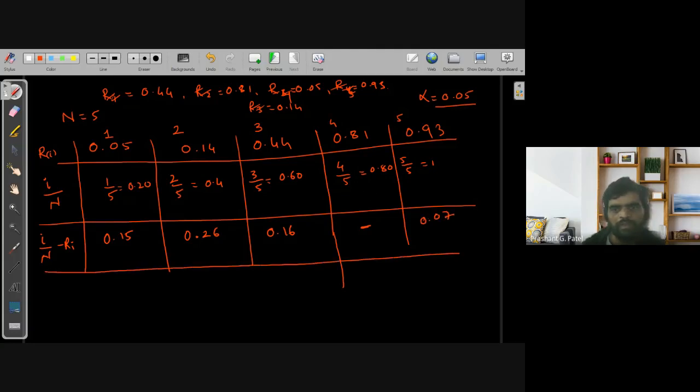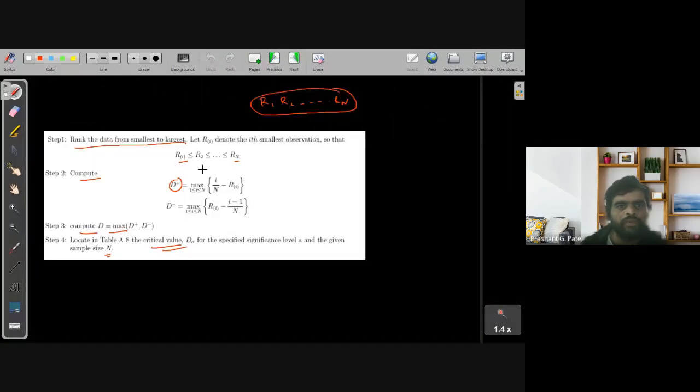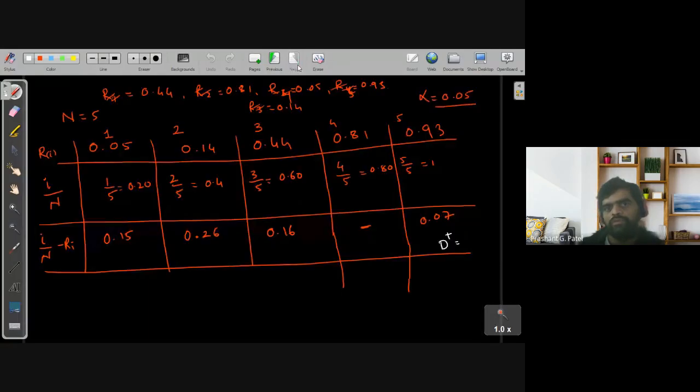So this is the value. What is your D plus? The D plus from this previous quantity is the maximum of these values. So the maximum of these values will be 0.26. This is your D plus.